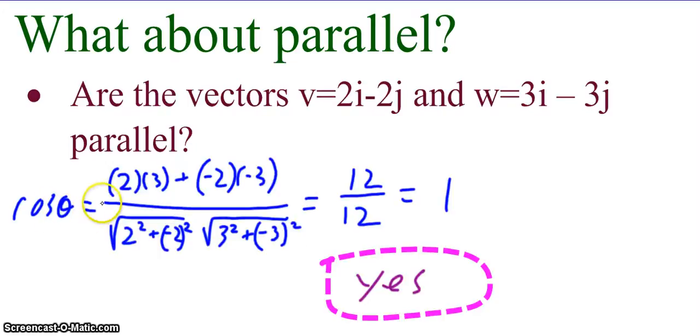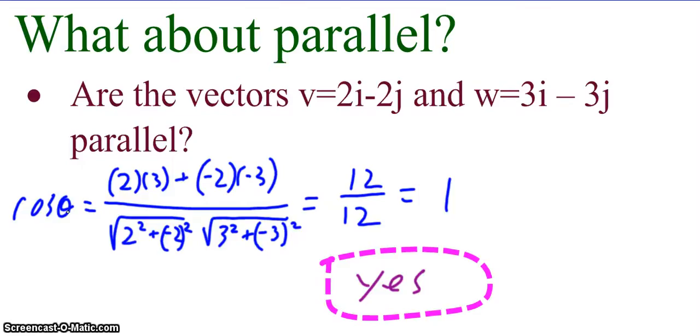So we have cosine of theta is 2 times 3 plus negative 2 times negative 3, which is going to be 12. So the dot product is 12. And then the product of the magnitudes, the square root of 2 squared plus negative 2 squared times the square root of 3 squared plus negative 3 squared, is also 12. So 12 divided by 12 is 1. Therefore, if I did the cosine inverse of 1, that would give me an angle of 0. And I know that they are parallel.